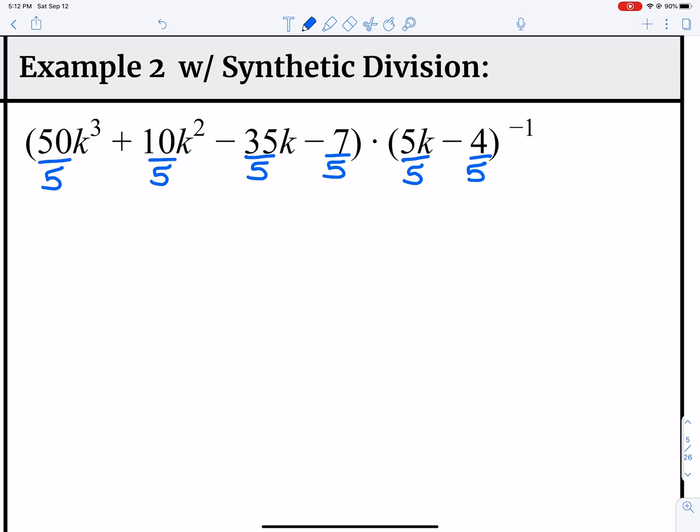So we have 50 divided by 5 is 10k cubed. 10 divided by 5 will be 2k squared. 35 divided by 5 is 7k.